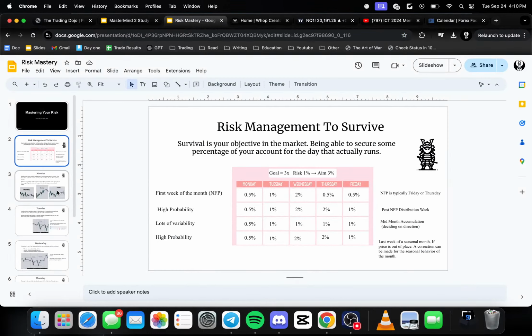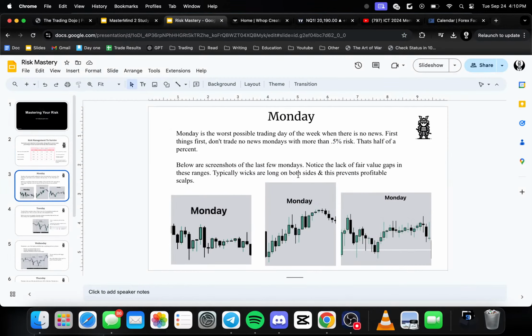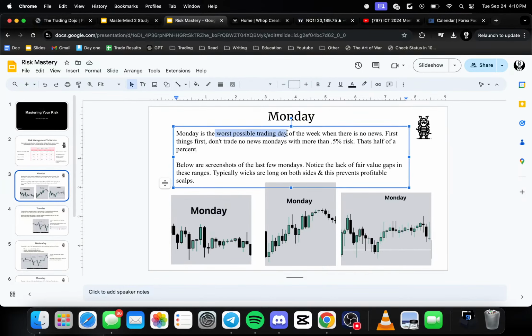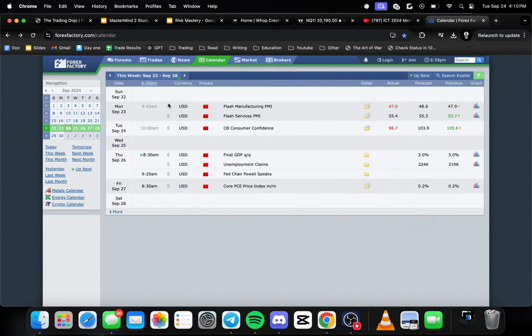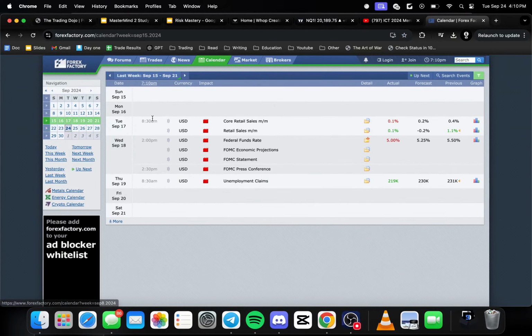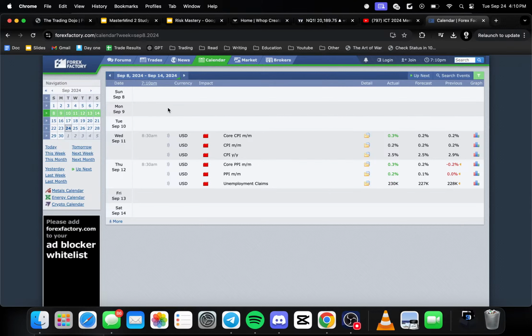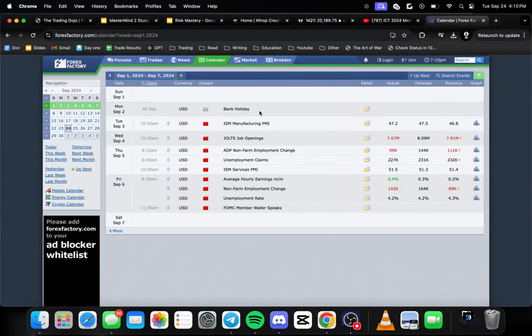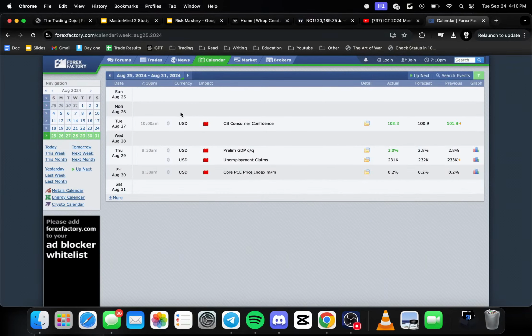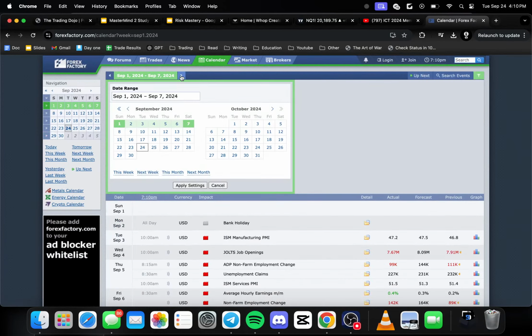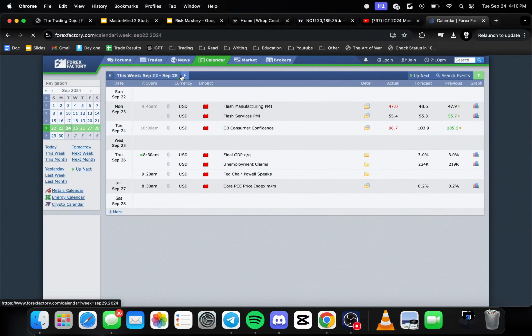So inside of the PDF that I wanted to go over, what I was basically saying about Monday is that Monday is the worst possible trading day, right? Most of the time there is no news. This day we did have news, like yesterday. However, most weeks we don't have news on Monday. You can see right here, no news. Bank holiday Monday, no news, right? Let's go back to current week.